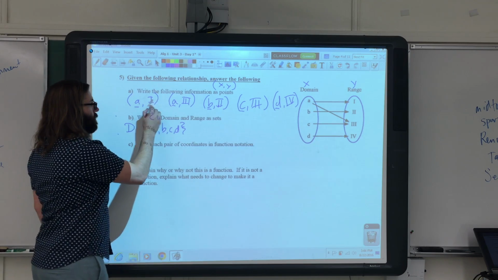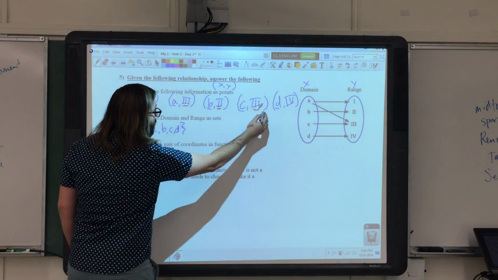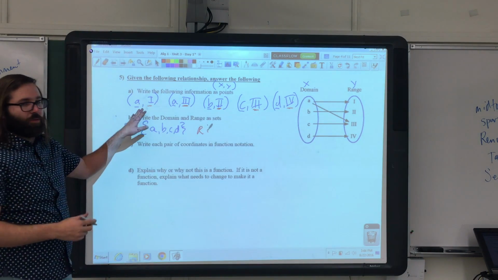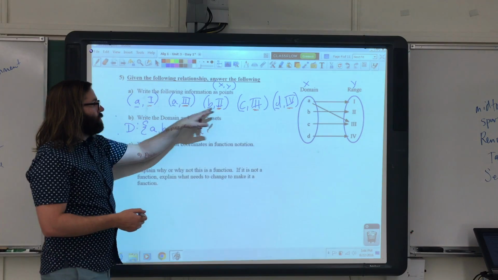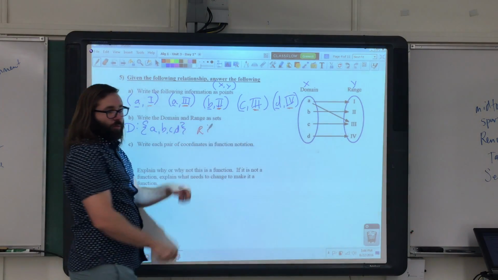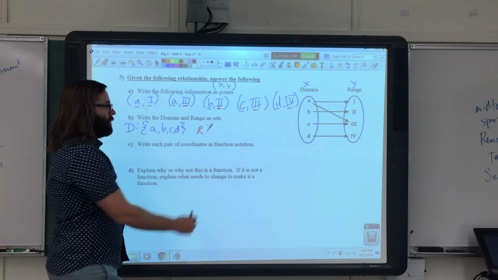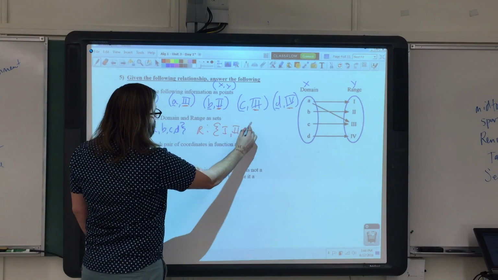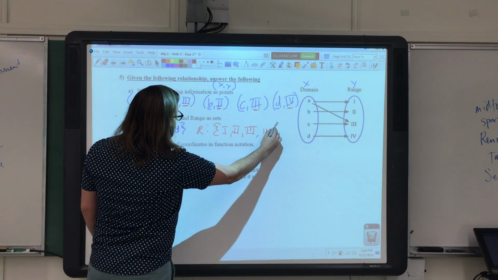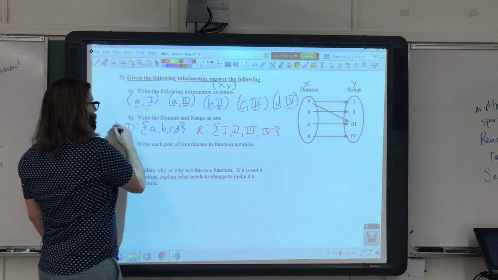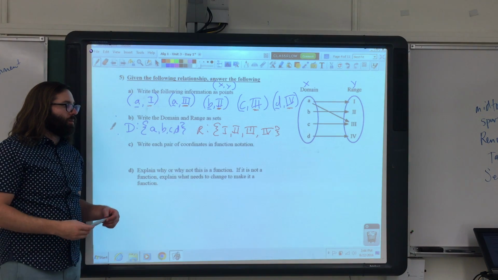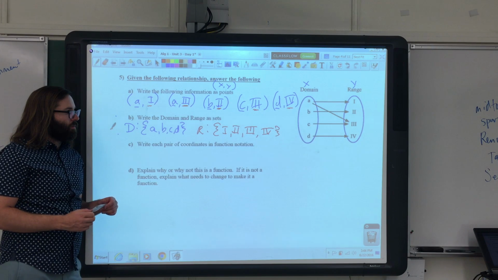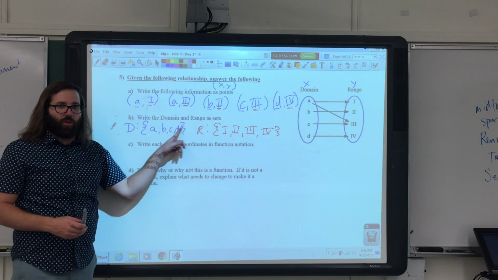Okay? For the range, we're going to be looking at the y values. So we go from smallest to largest. We have 1, 2. We have two 3s. We don't care about both of them. We just want one of them. So our range, curly bracket, we got 1, 2, 3, 4. Curly bracket. Okay, we don't care about the duplicates. We only want one of each.